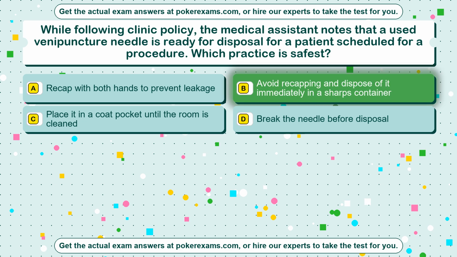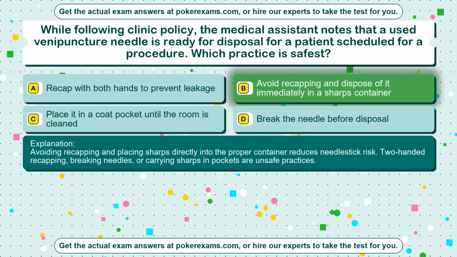The correct answer is option B, avoid recapping and dispose of it immediately in a sharps container. Avoiding recapping and placing sharps directly into the proper container reduces needle stick risk. Two-handed recapping, breaking needles, or carrying sharps in pockets are unsafe practices.